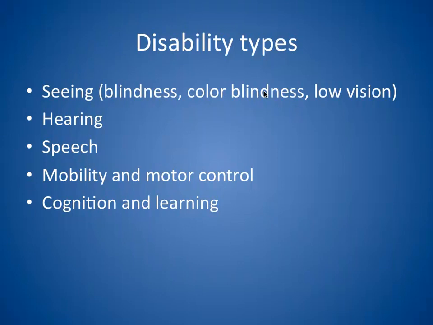People also can have problems with their hearing, so they may not be able to experience any audio that you have on your site. They may have problems with speech, which is not usually as much of a problem on the computer because less often you're having people speak and vocally interact with your site, but on occasion that may be something to consider. Some users will have problems with mobility and motor control. They may not be able to use a mouse or a trackball or some other kind of device that involves very fine motions and ability to control their body in certain ways.